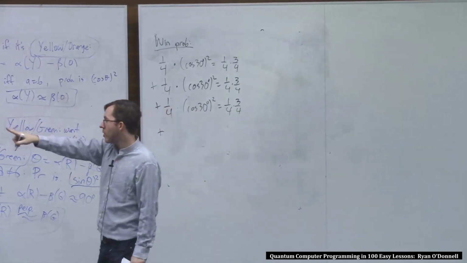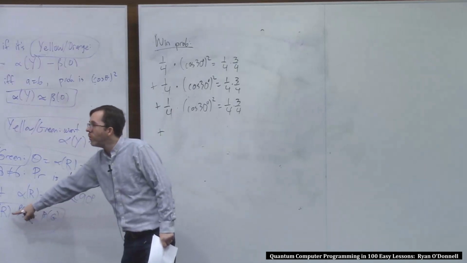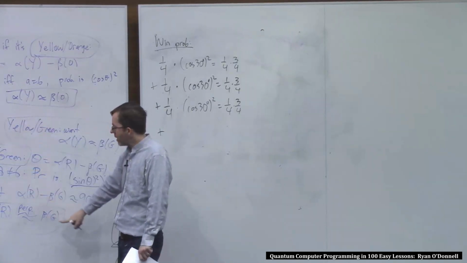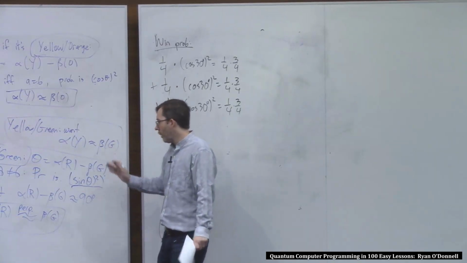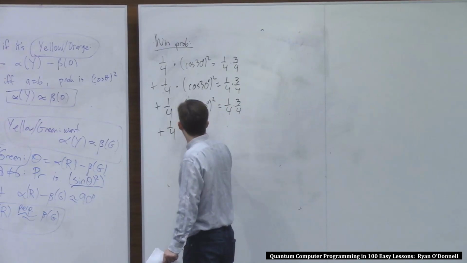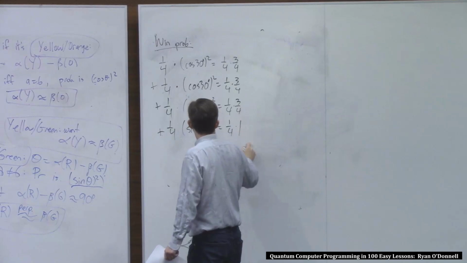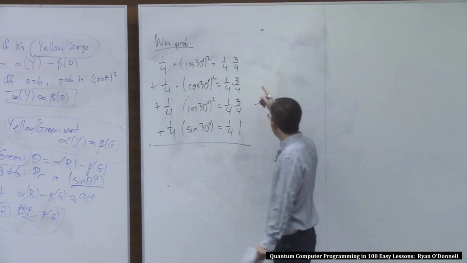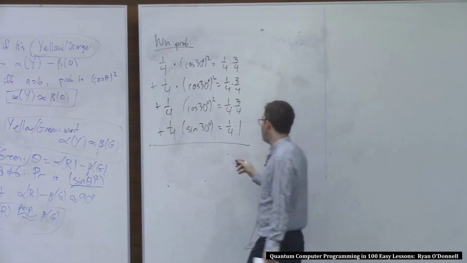And then there's a 1/4 chance that it's red-green. And actually here it's perfect, because now we have 0 degrees and 90 degrees. They're perfectly perpendicular. So sine of 90 degrees is 1. So this is times 1. So if we add these all up, we get 3/16, 3/16, 3/16, 4/16. That's 13/16.